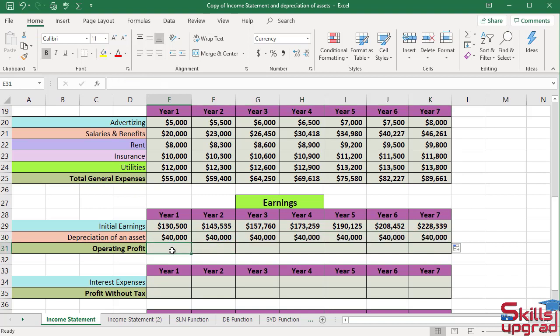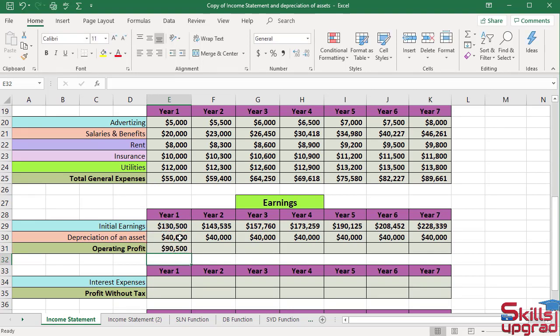Activate cell reference E31. Operating profit of the company is calculated by subtracting the depreciation value of the asset for the first year from the first year value of the company's initial earnings. Enter the equal sign. Click cell reference E29. Enter the subtraction operator. Click cell reference E30.